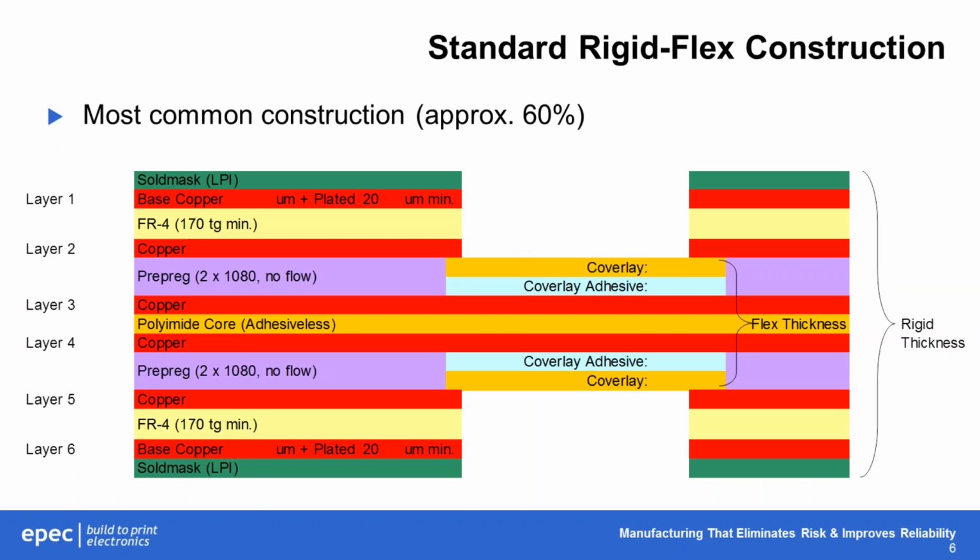So here's a graphic of a standard rigid flex construction, and you can see in the two thicker areas, which are the rigid areas, it's an even layer count. In this example, we have 6 layers, but that can vary anywhere from 4 to 16 and on up. But the key element is that the flex layers are located in the center of the construction. So moving on.